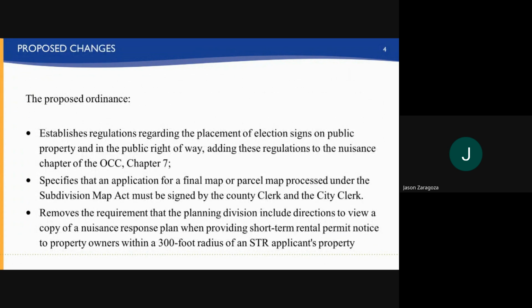So the proposed ordinance before the council establishes regulations regarding the placement of election signs on public property and in the public right-of-way. Also adds those regulations to the nuisance chapter of the city code, which is chapter 7. It also specifies that an application for a final map or parcel map processed under the Subdivision Map Act must be signed by the county clerk and the city clerk in order to be processed. And it also removes the requirement that the planning division include directions to view a copy of a nuisance response plan when providing short-term rental permit notice to property owners within a 300-foot radius of an STR applicant's property.